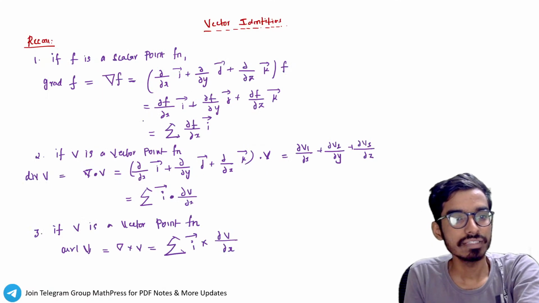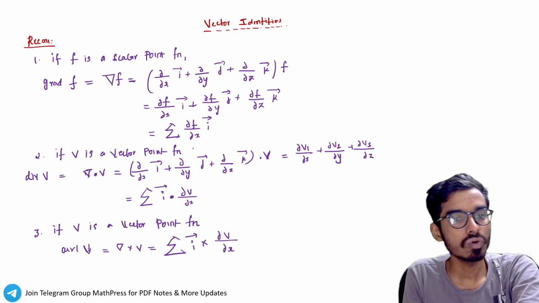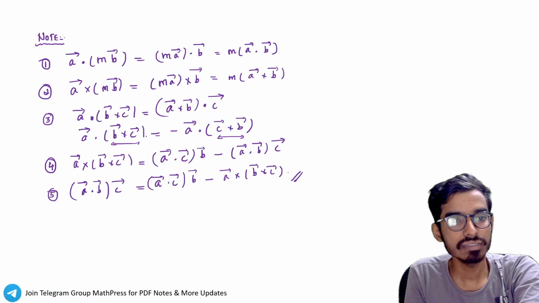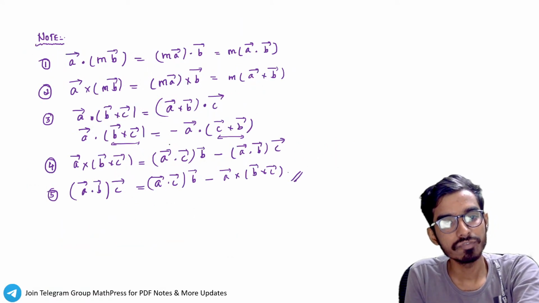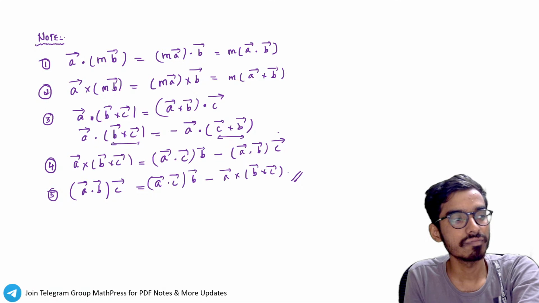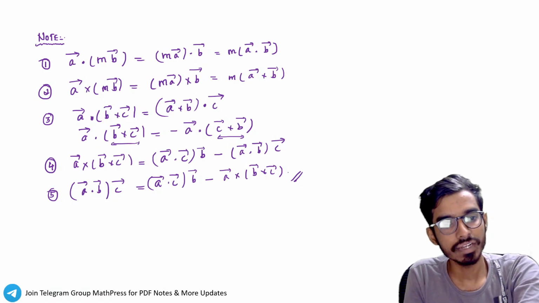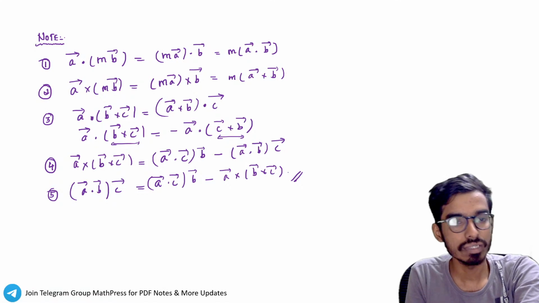So just recall, grad f is summation dou f by dou x i vector. Divergence of v is summation i dot dou v by dou x. Curl of v is summation i cross dou v by dou x. And you just recall these five results based on vector algebra that we come across in 11th and 12th. So we're going to start proving vector identities now.